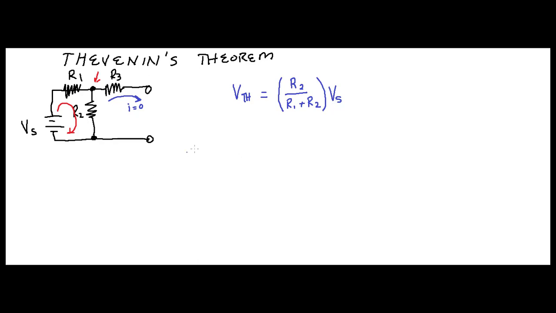Now, let's look at RTH. Let's redraw this one now for your Thevenin resistance. What did we say we have to do? We have to replace the source by its internal resistance. So, if we start here, this is R1. This is R2.